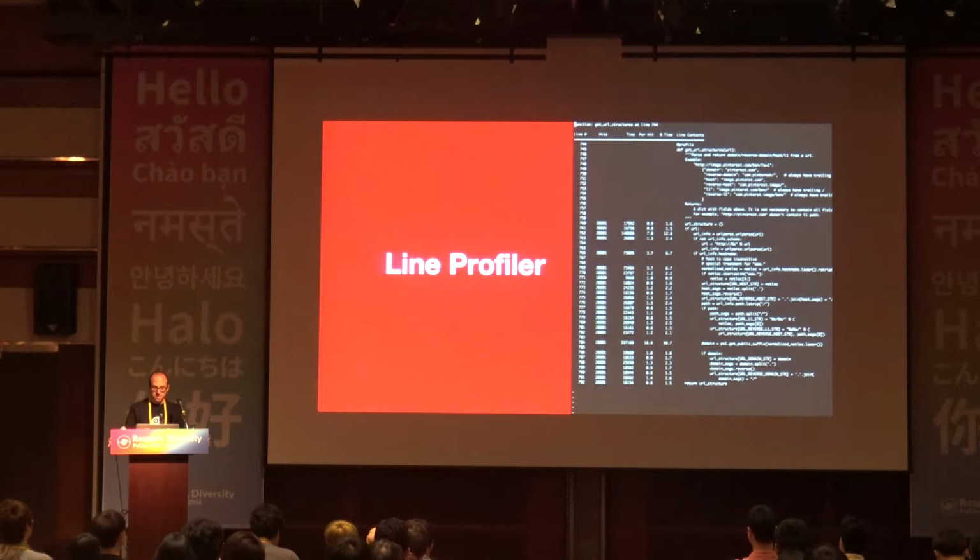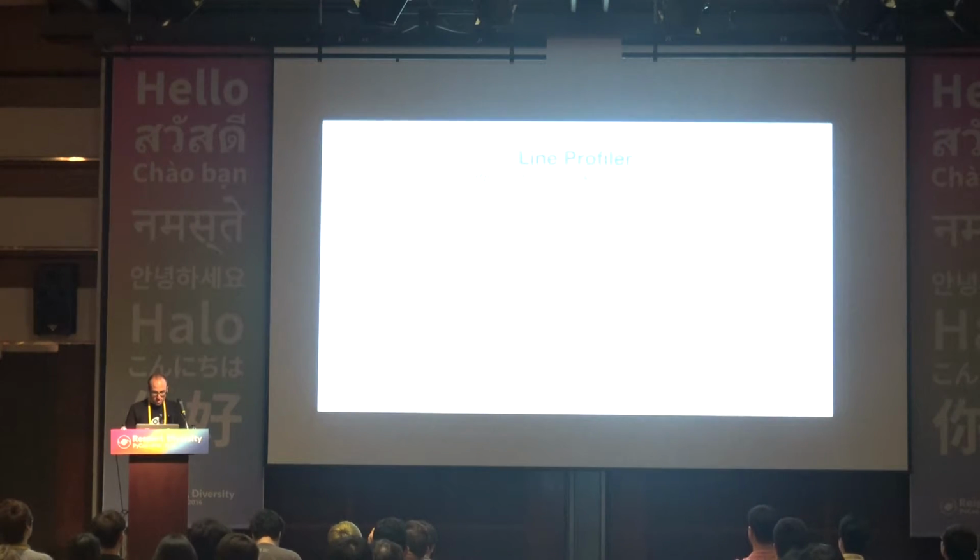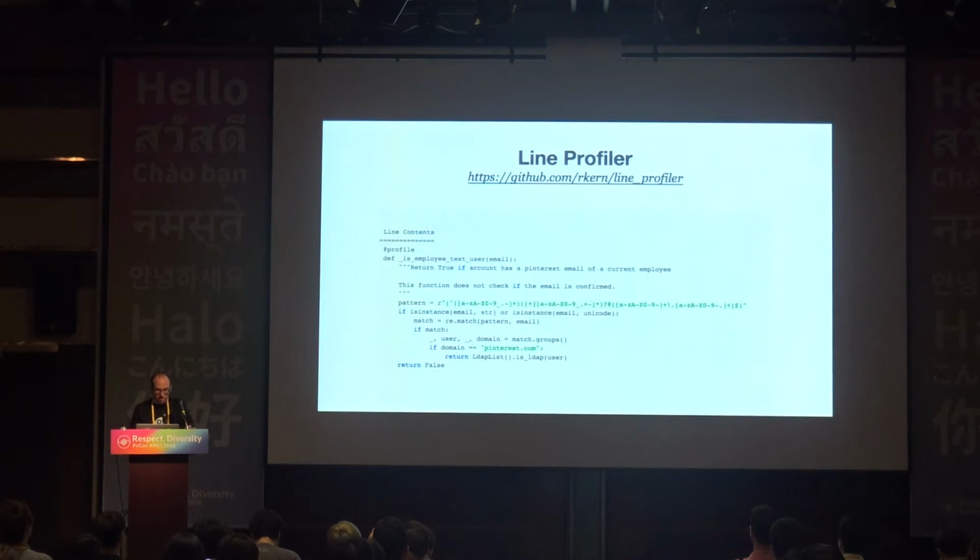So the first step to optimizing a given function was using a line profiler. So we have this call graph, and we actually want to see, in a given function, how slow every line is. Here's an example of a similar function about checking if users are employees. And here's the code.